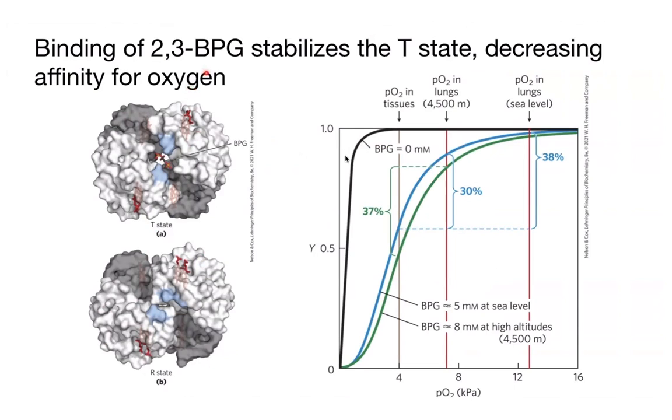Remember, we saw how binding of 2,3-BPG stabilizes the T state, decreasing affinity for oxygen. So on top, we have the T state, and you can see, remember, it had that bigger central channel, and that's where the BPG binds. And we looked last time at how there were salt bridges that were helping this binding interaction. And then we had the R state, where it's more collapsed. There's not room for that BPG there. So if BPG binds, it's going to stabilize this T state. And the T state, remember, is the state with a lower affinity for oxygen. So when you have 2,3-BPG around, you're going to have decreased affinity for oxygen.